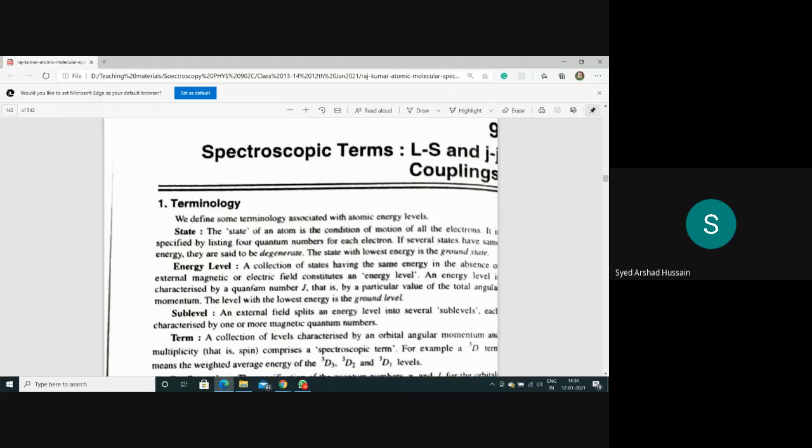Okay, so before going into this, let's see some terminology.